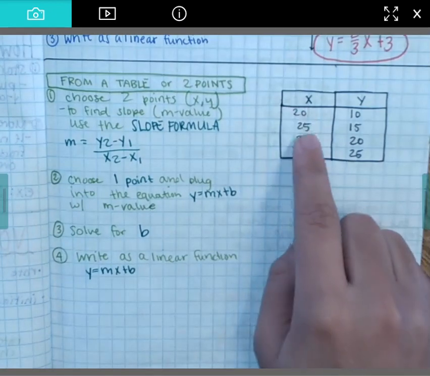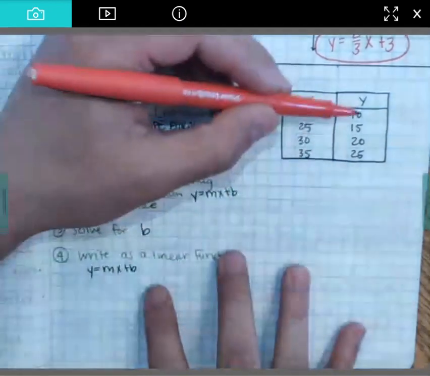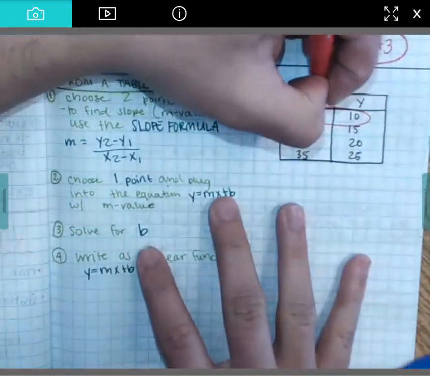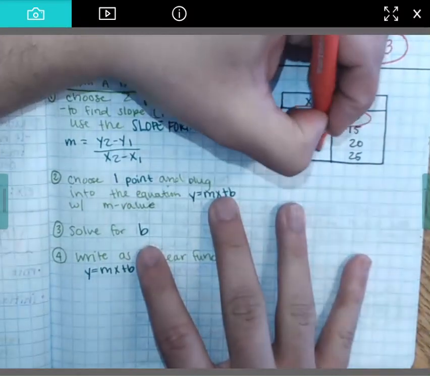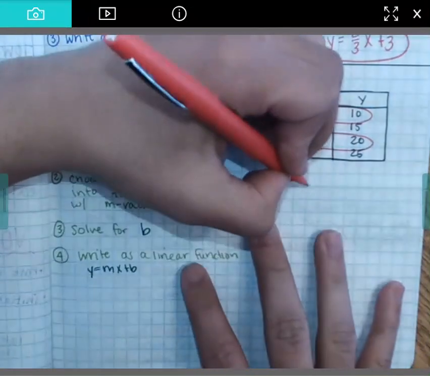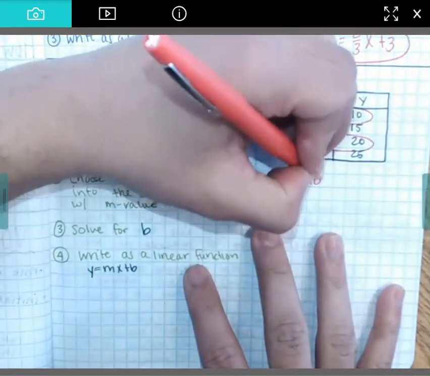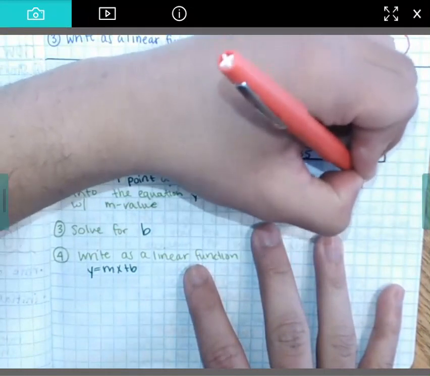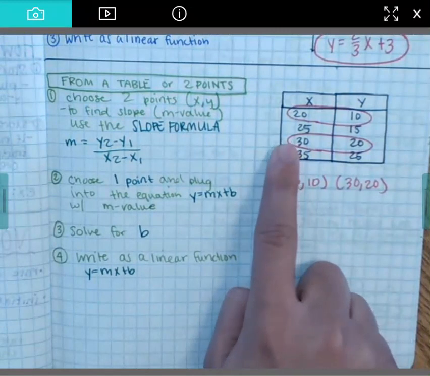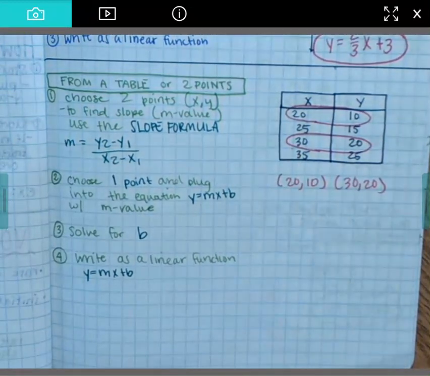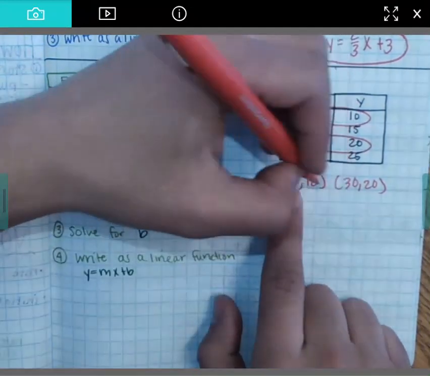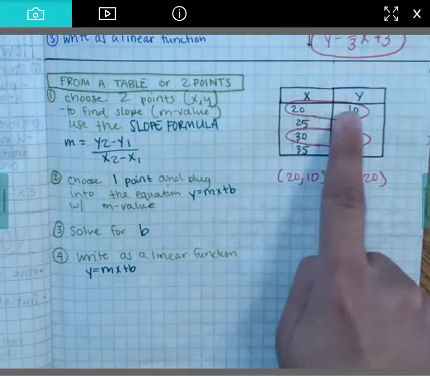So we have this table. These are our x values, these are our y values. Just like our steps say, we're going to choose 2 points. So 20, 10, and let's say 30, 20. This is a table, but let's say they just gave you the points like this, 20, 10 and 30, 20. So it could look like this in a set of points, or it could look like this on a table. It's still the same process for a table and for points. We're going to choose 2 points. So here are our points, 20, 10 and 30, 20.